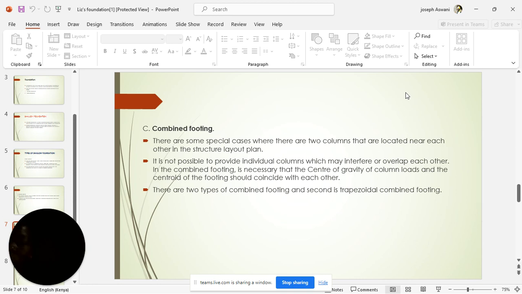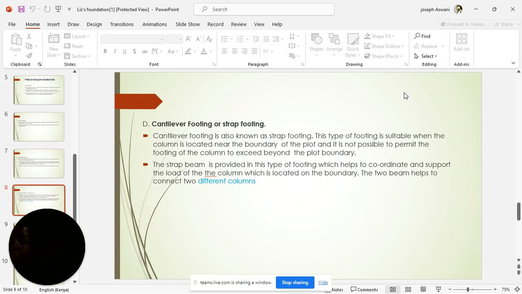Okay, from there we'll move on to type number 4, cantilever. Kipchumba, can you lead us through cantilever footing or strap footing? It's a type of footing that is suitable when the column is located near the boundary of the plot. Yes, that's number 4 type of shallow foundation.